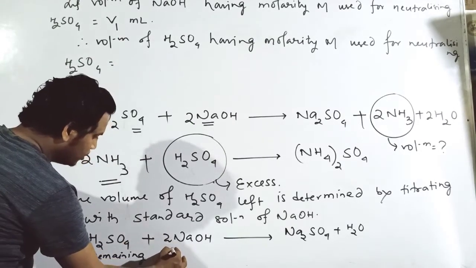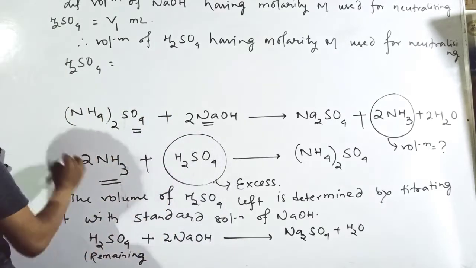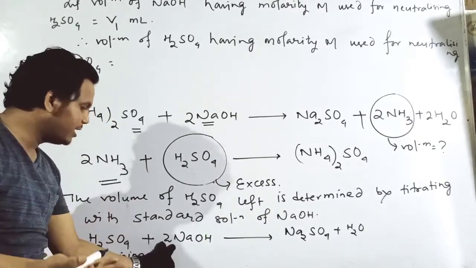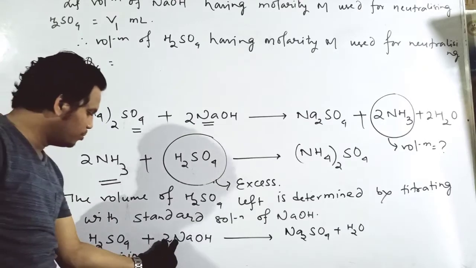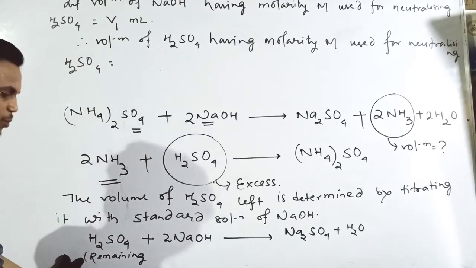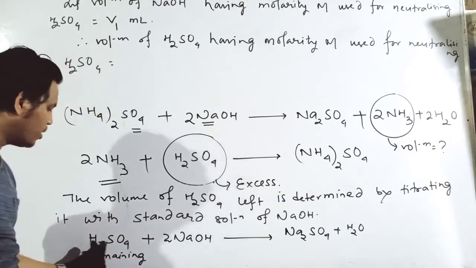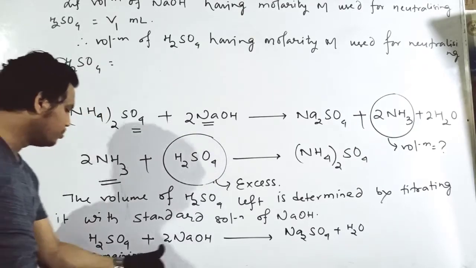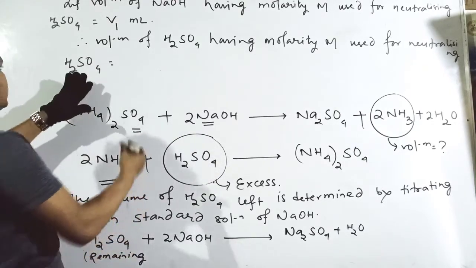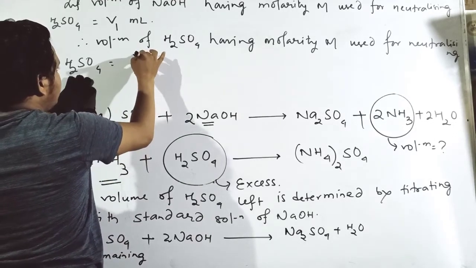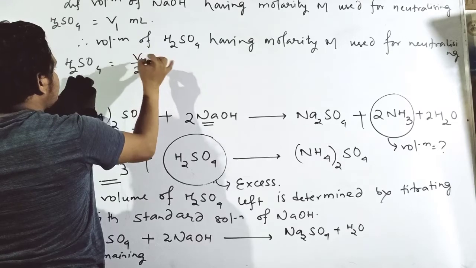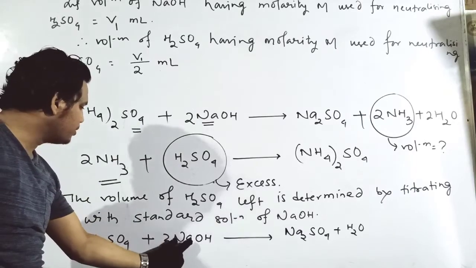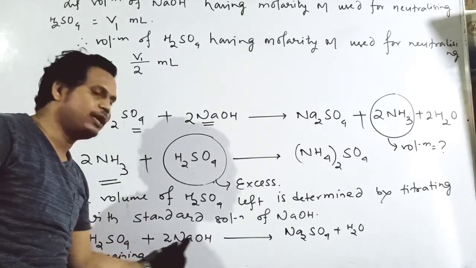Suppose 2 moles of NaOH require 1 mole of sulfuric acid. So 10 ml will require 5, and V ml will require V by 2. 2 ml require 1 ml, so 1 requires half. So the sulfuric acid required is V1 by 2 ml. This is the volume of sulfuric acid used for neutralizing the NaOH.